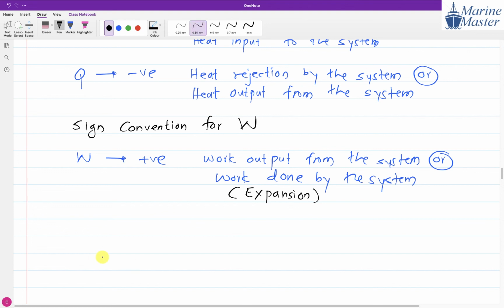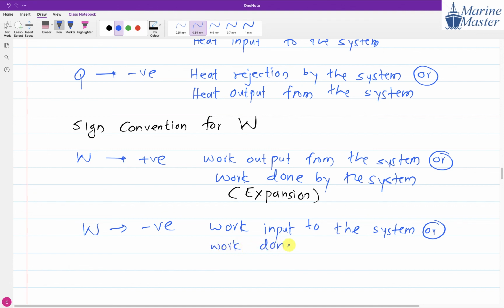We will get what? A work output. Whenever we get a W negative, what is meant by W negative? Work input to the system, or what we will say, work done on the system. And when do we have to do work on the system? Whenever we are doing the compression.